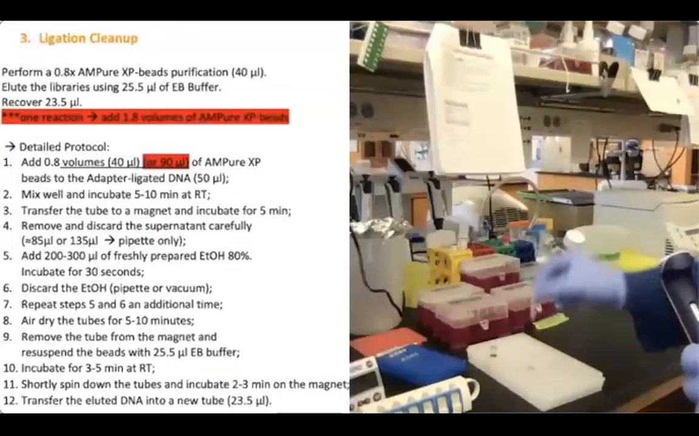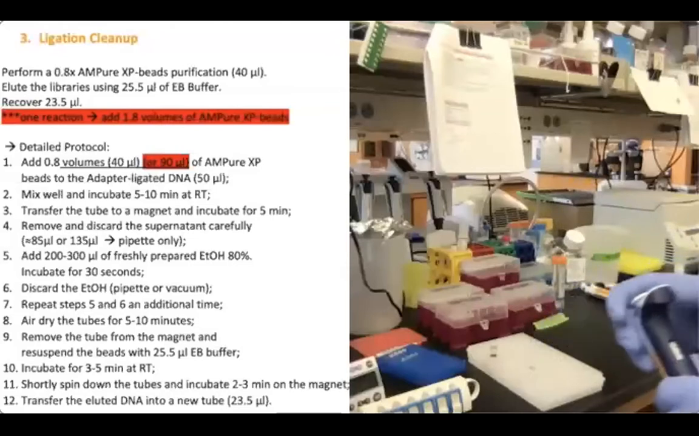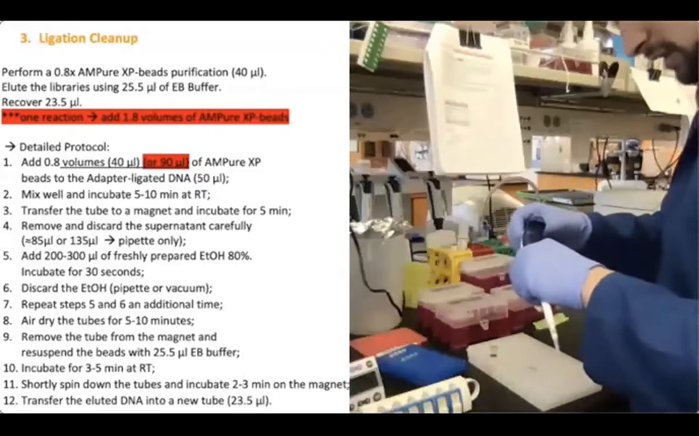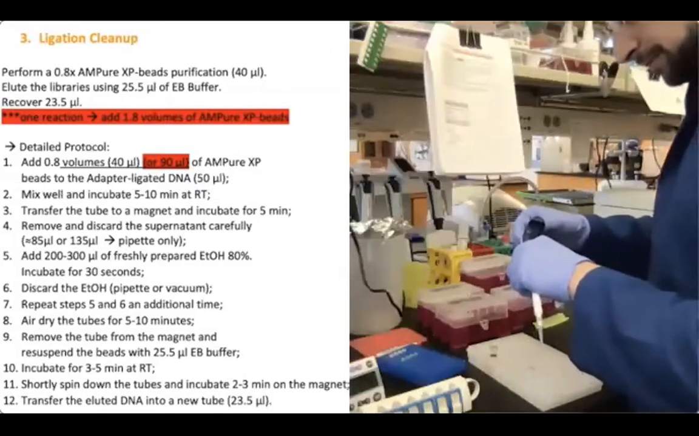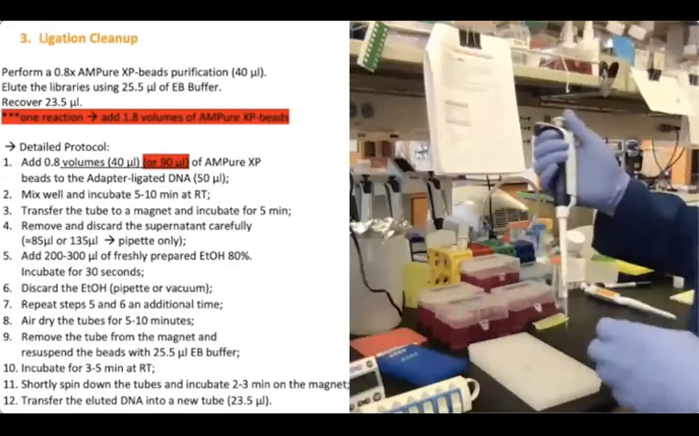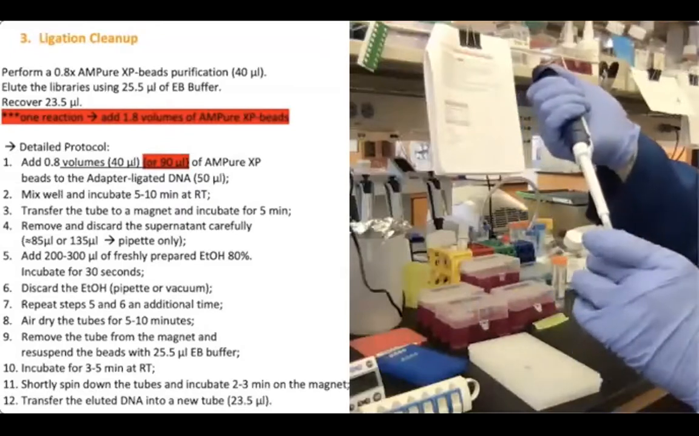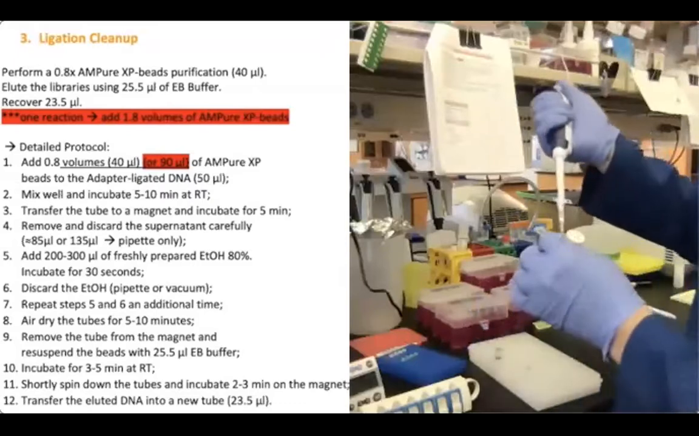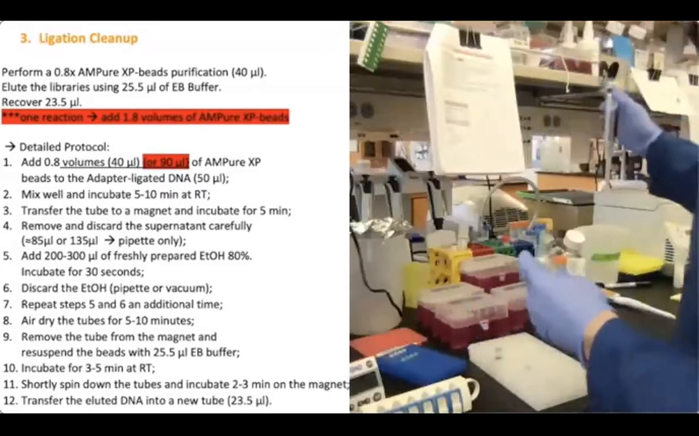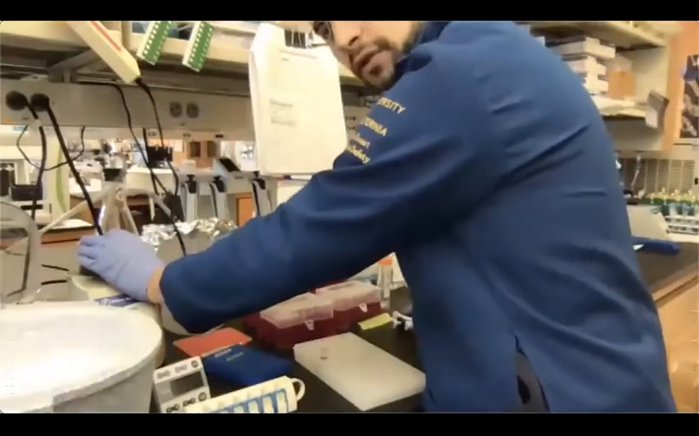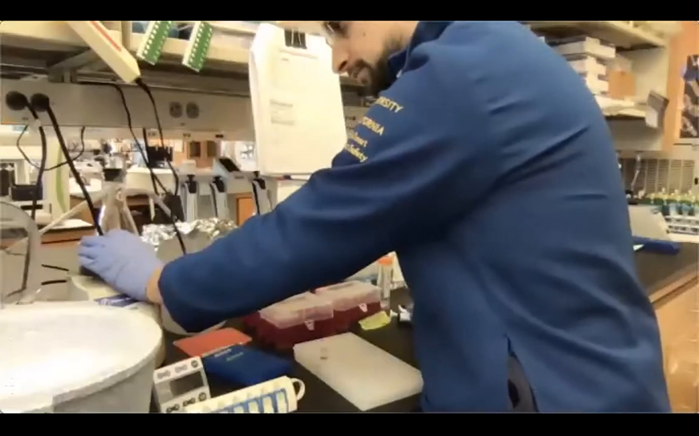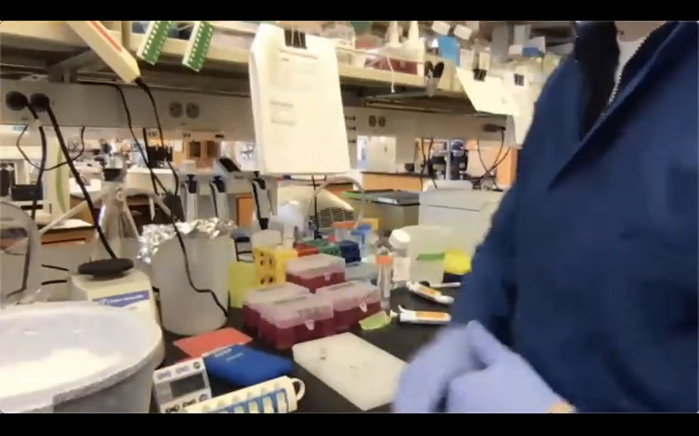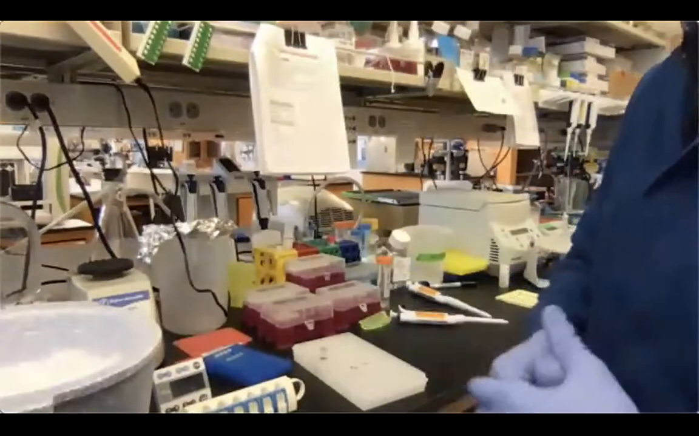The other sample instead does not receive 40 microliters. It receives much more, 90 microliters of AMPure beads. And then during the incubation, we can talk about why we're doing this, okay? So I'm just going to add 90, much more, and then pipette that in and mix it using the vortex. Okay, so now we can start our 5-minute incubation for the beads to bind to the DNA.